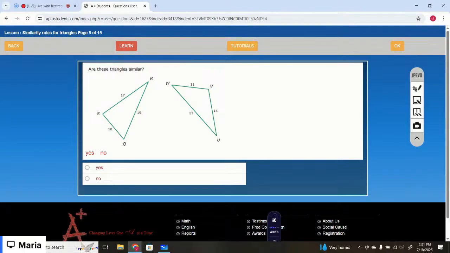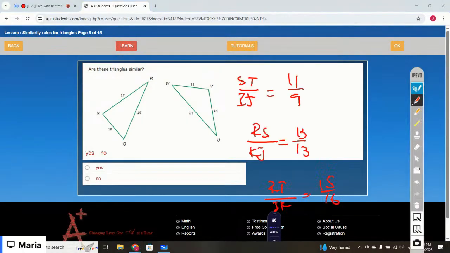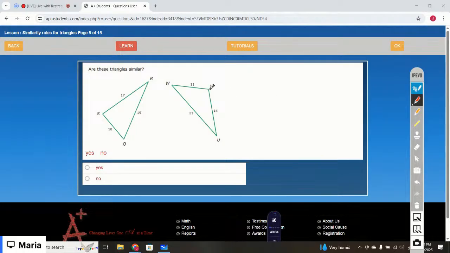Are these triangles similar? Okay, let's just see if their similar sides have the same proportion. So RS is similar to UV, that is 17 over 14.